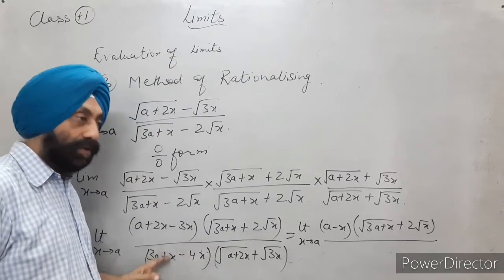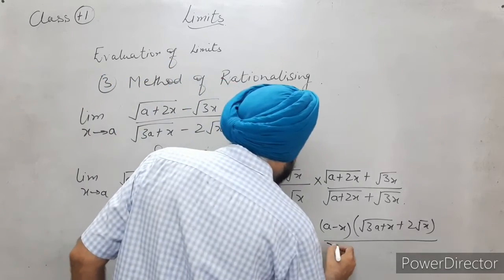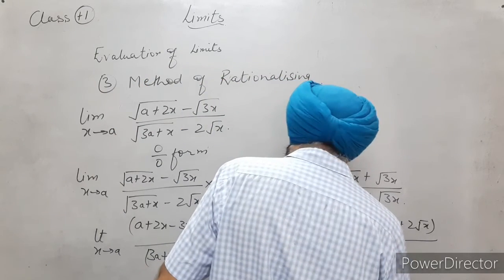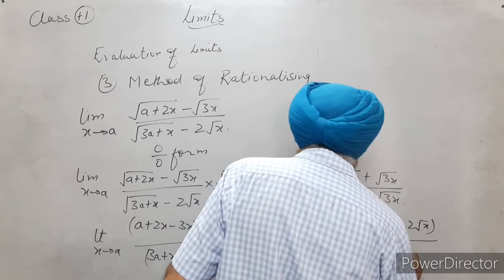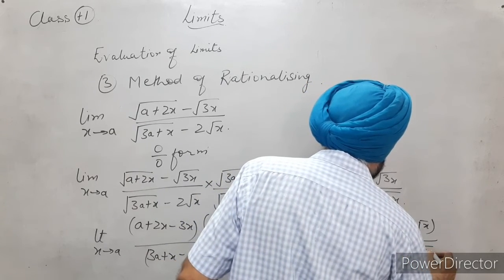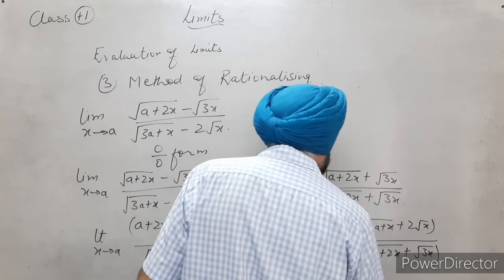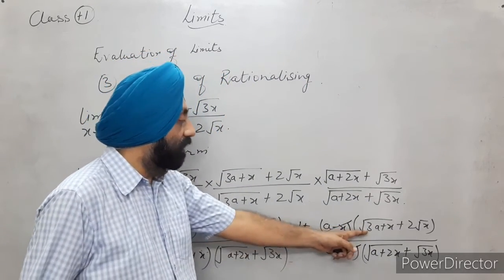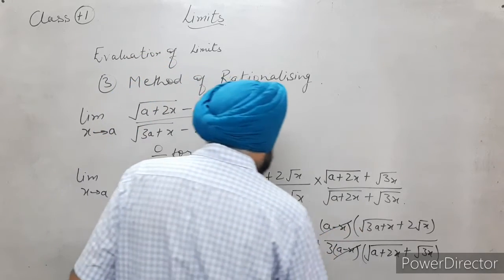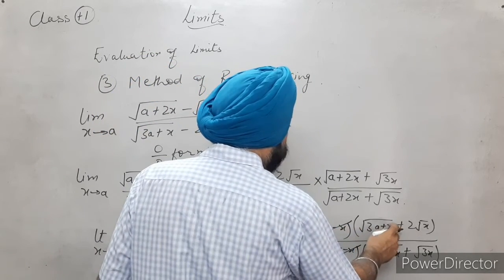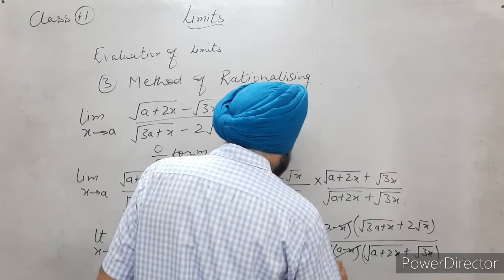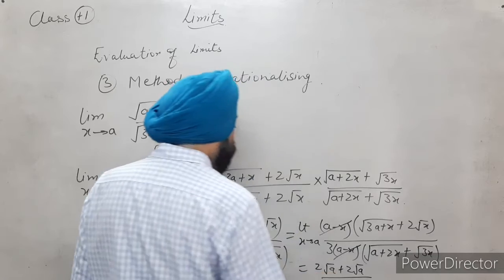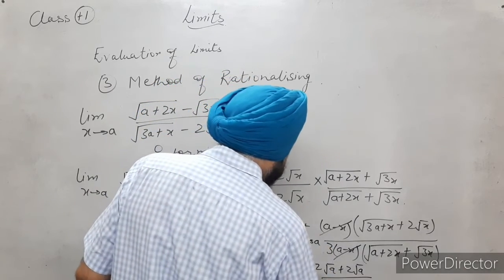I can take 3 common out of here. So I get 3 times a minus x, into under root of a plus 2x plus under root 3x. Now a minus x cancels. You just substitute the value of x as a to get the final answer. What will it be? It is 3a plus a, 4a, that is 2 under root a, plus 2 under root a, divided by 3 as such.